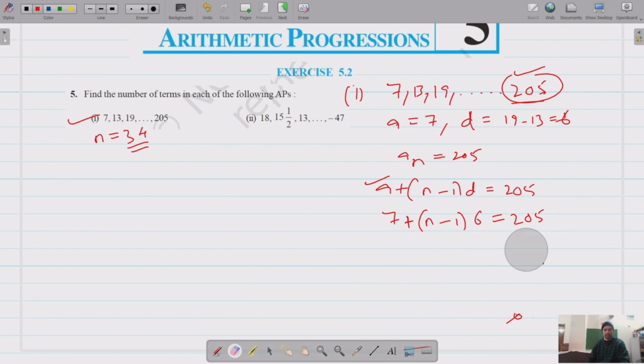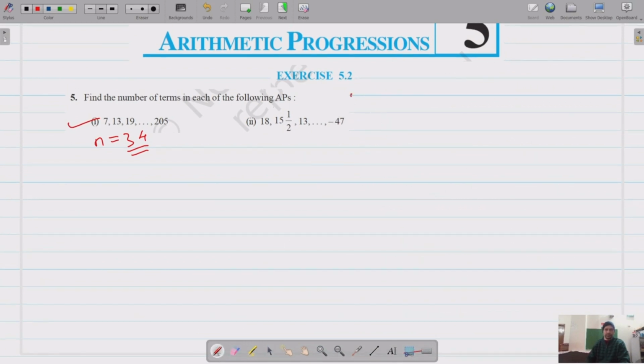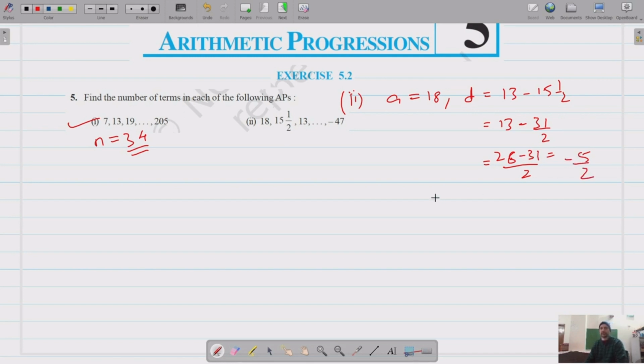So moving on to the second part. Same case. So a is 18 and d is, let's say, 13 minus 15 by 2, which gives me 13 minus 31 by 2. So it's 2, 26 minus 31, which gives me 5. And okay, it's 5. That is negative 5 by 2. And let's say this is the nth term. So our nth term is minus 47.